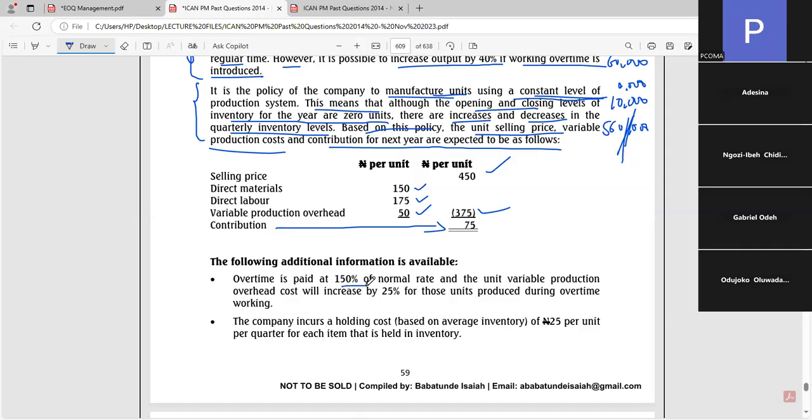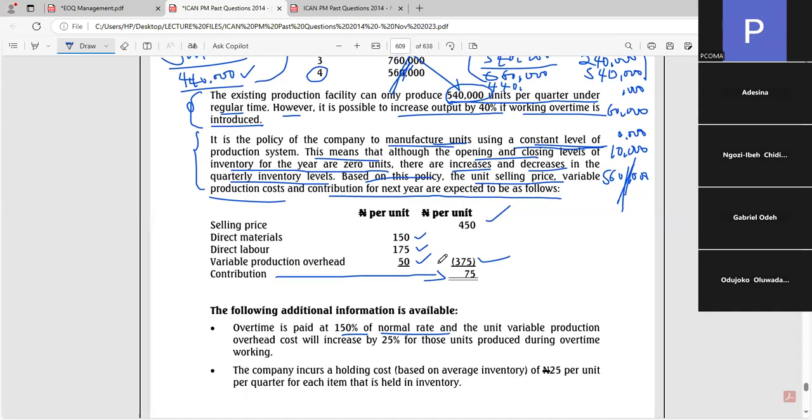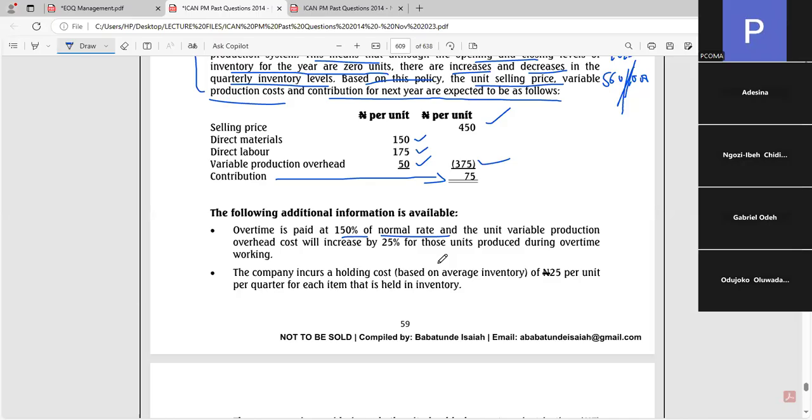Overtime is paid at 150% of normal rates. Let me explain. I have told you that we do not need overtime. If we are to meet up with this demand, we do not need what? Overtime. But why are they giving us information related to overtime? We are going to know as we progress. Overtime is paid at 150% of normal rates, and the unit variable production overhead cost will increase by 25% for those units produced during overtime. So anytime we want to work overtime, our variable production overhead here will increase by 25%. That's what it means.